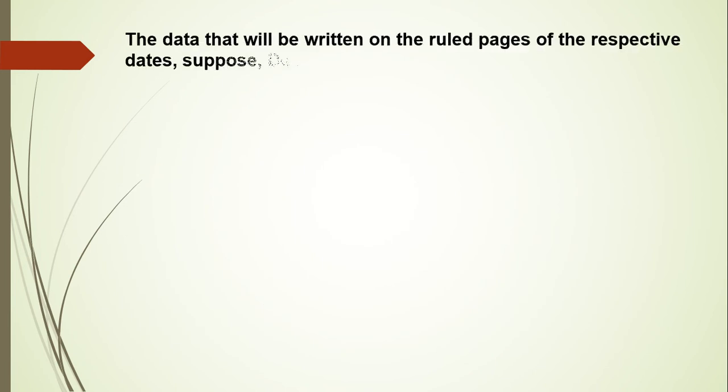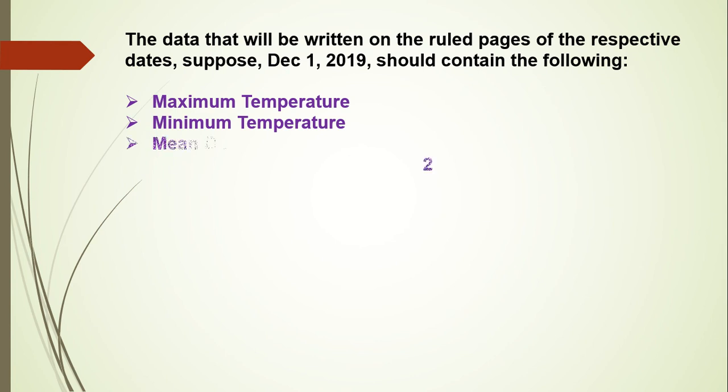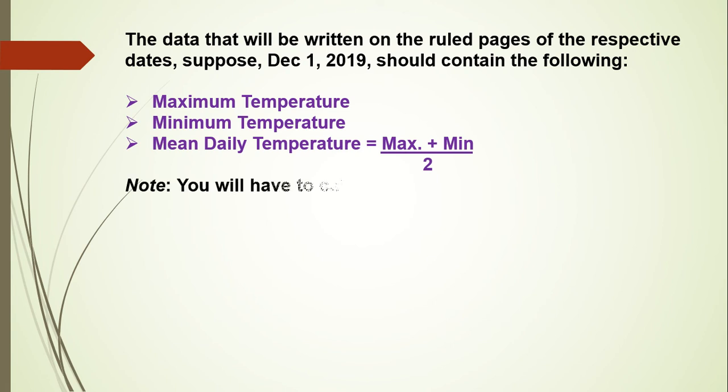Now the data that will be written on the ruled page for the respective dates, suppose December 1, 2019, should contain the following. Firstly, the maximum temperature, which you will see given on that paper cutting. Next, the minimum temperature, which will also be provided on that paper cutting. Then the mean daily temperature. In order to find this out, you have to add the maximum temperature and the minimum temperature together and divide the total by 2.